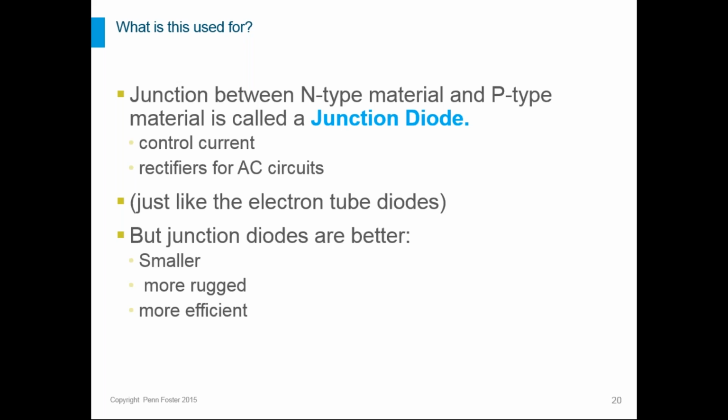So these are two different ways to do the same job of making sure the current can only go one way. And because of that, we could use either of them to act as a rectifier in an alternating current, making sure only the positive current goes through.